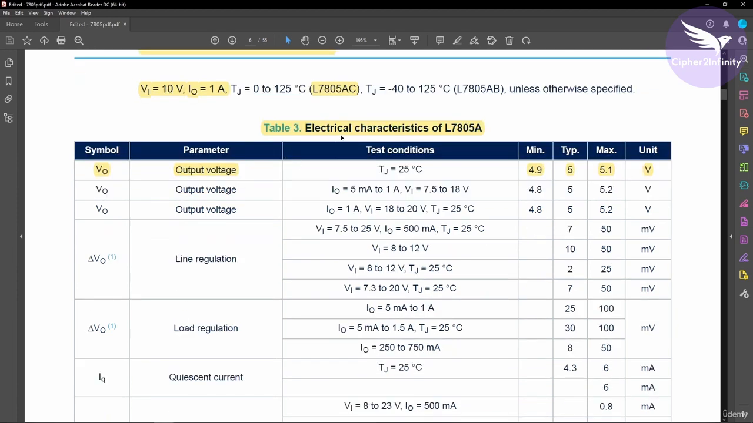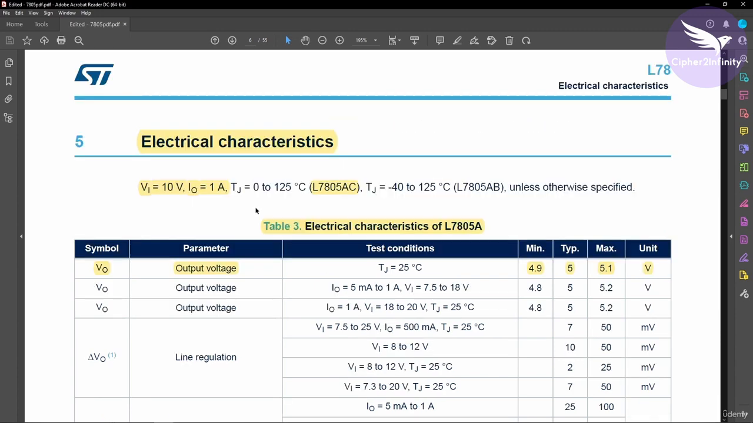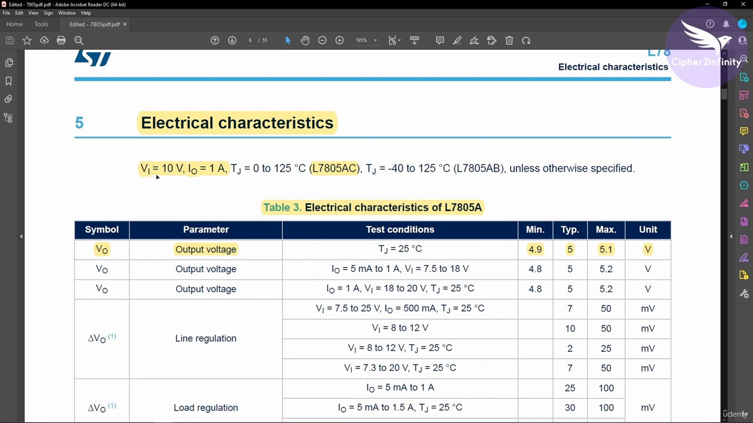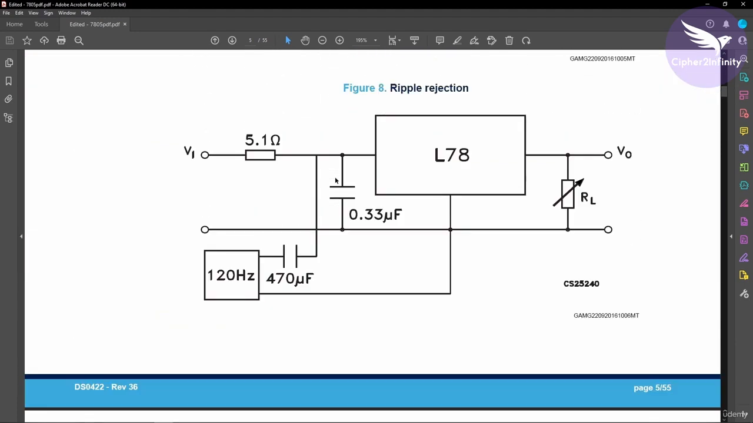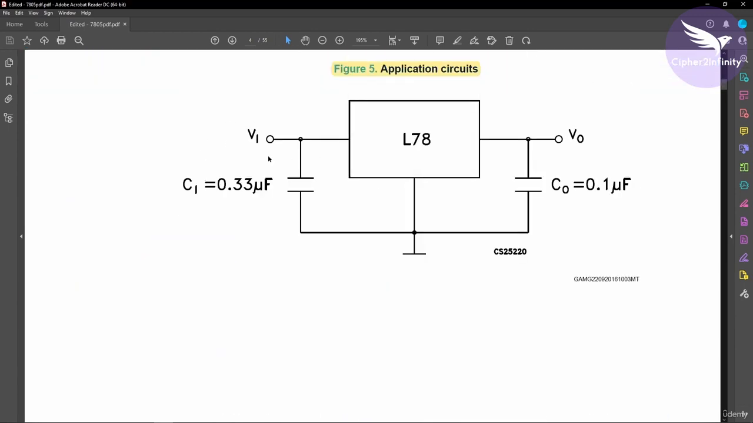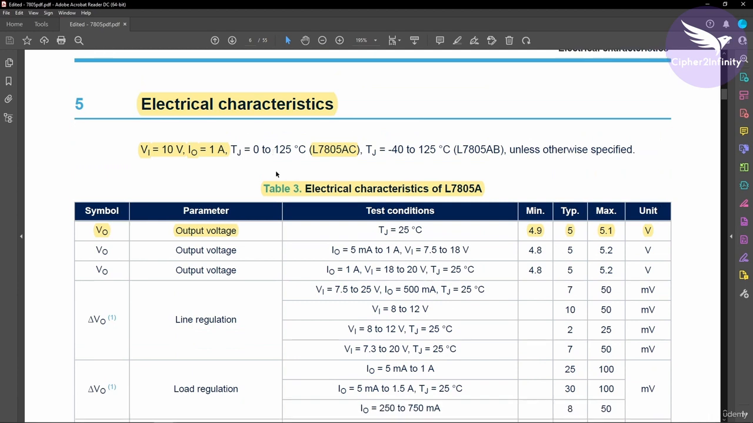Here they have given some electrical characteristics for the IC that we are using, which is 7805. And all the characteristics that you see in this table are provided for an input voltage of 10 volt and an output current of 1 ampere. I will explain that with the example of this IC. They have provided 10 volt on the input side and connected a load on the output side which is draining 1 ampere. In this situation, they have provided these electrical characteristics. So now let's refer to the electrical characteristics for the 7805 IC.